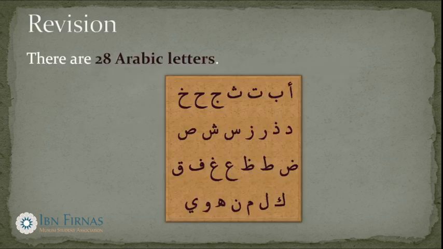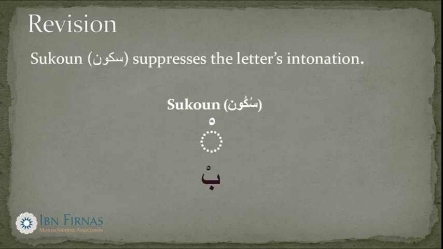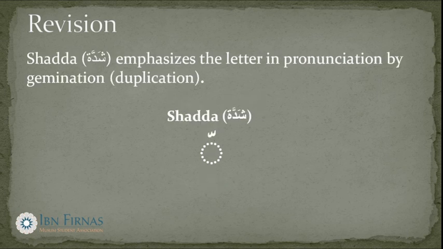A quick revision: we've already said that there are 28 Arabic letters. We've studied some of them so far. We've talked about the harakat in Arabic. We talked about the sukun, and finally we talked about the shadda in the last episode. So before we get into the letters for today's lesson, I want to mention one last diacritic.